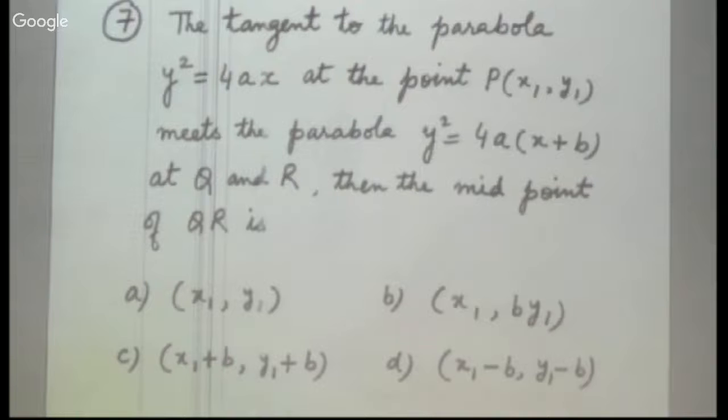See the tangent to the first parabola y square equal to 4ax. You find the equation of the tangent because the point at x1 y1 means that the point is lying on the parabola. You find the equation of the tangent to this parabola at the point x1 y1. That is one line you will get, the equation of tangent, and that tangent meets the other parabola in 2 points, q and r. You have to find the midpoint of QR.